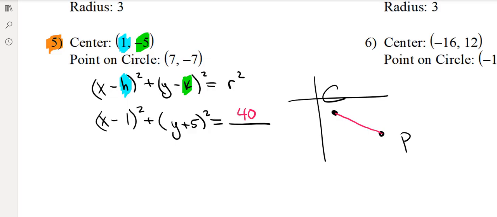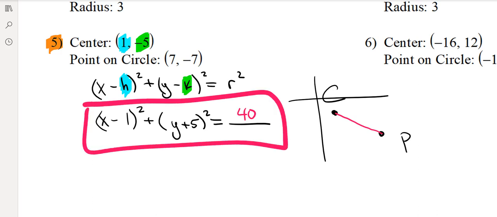So we just figured out what the equation of this circle is, given the information that we've got right here. So that would be your final answer. So that's it for this video. Now you know how to enter the values for the center and the point on the circle and calculate the distance between the two to help you find the equation of a circle.